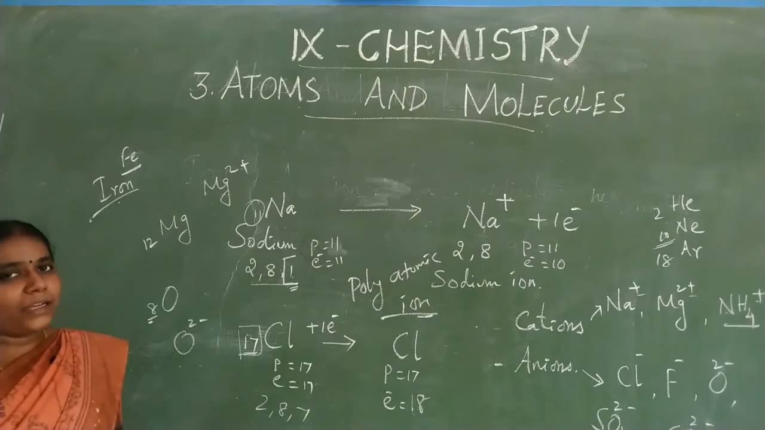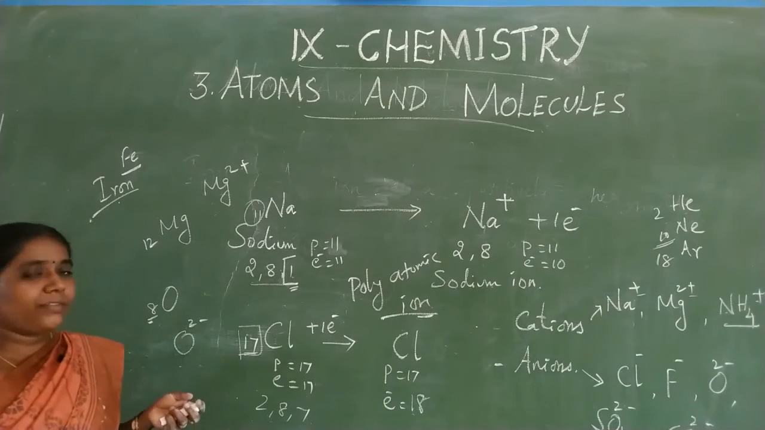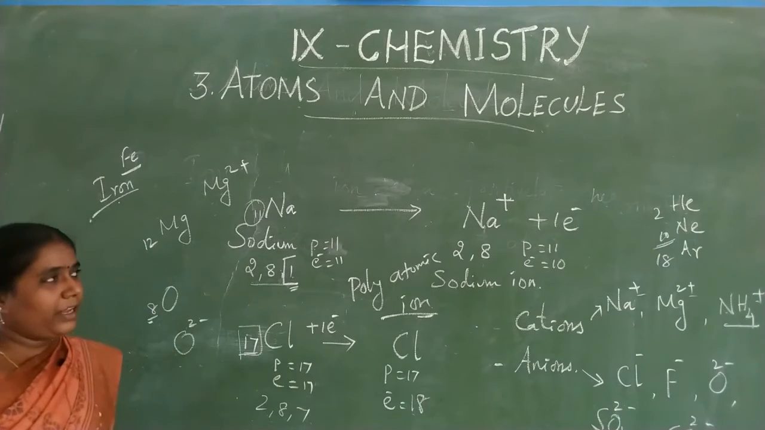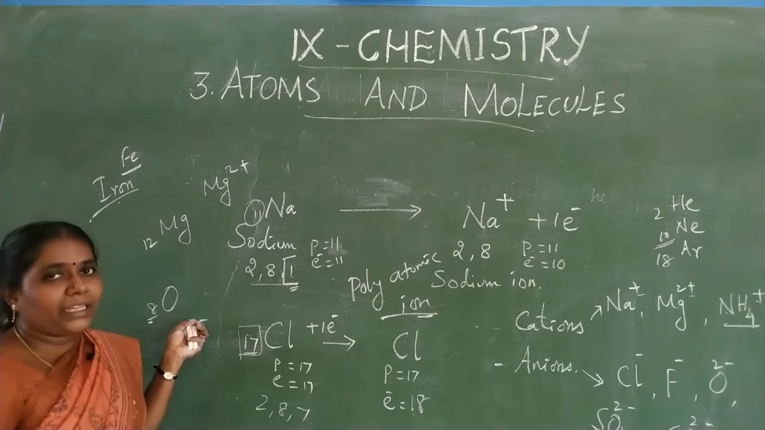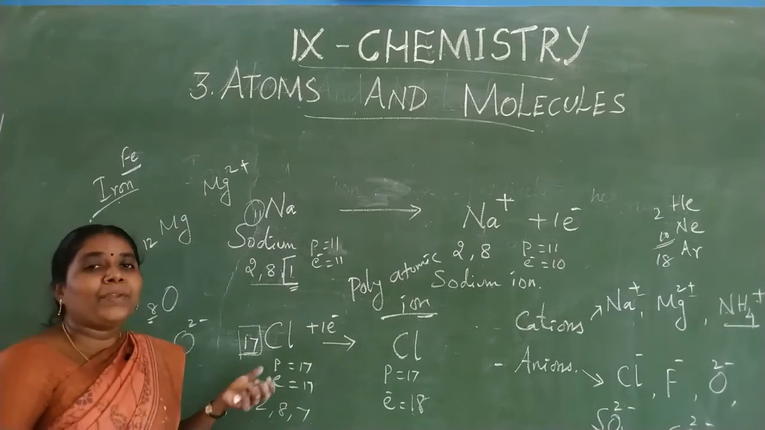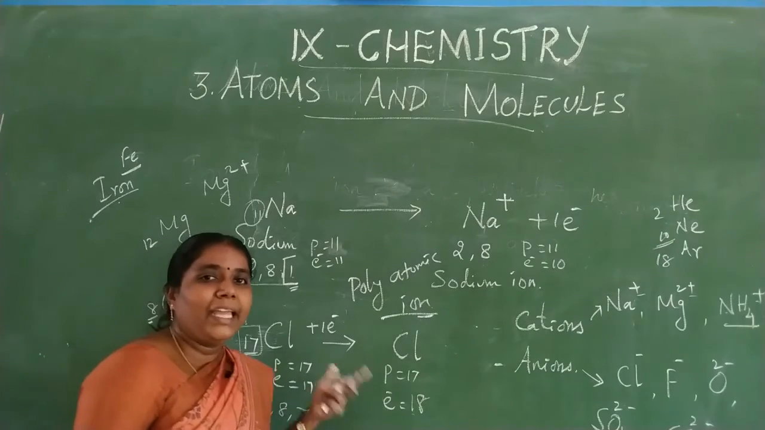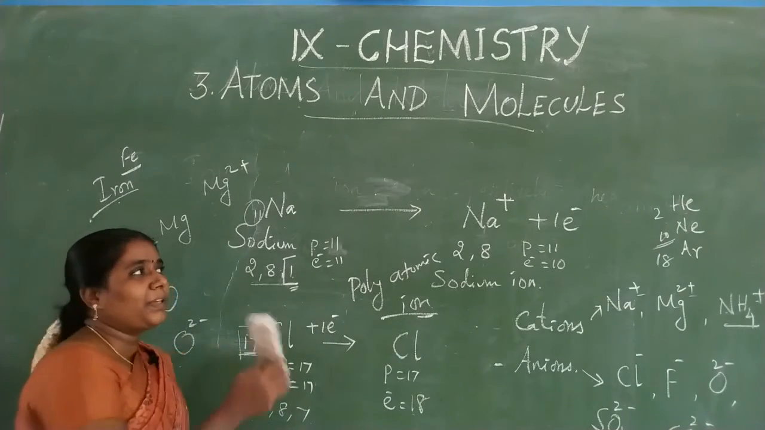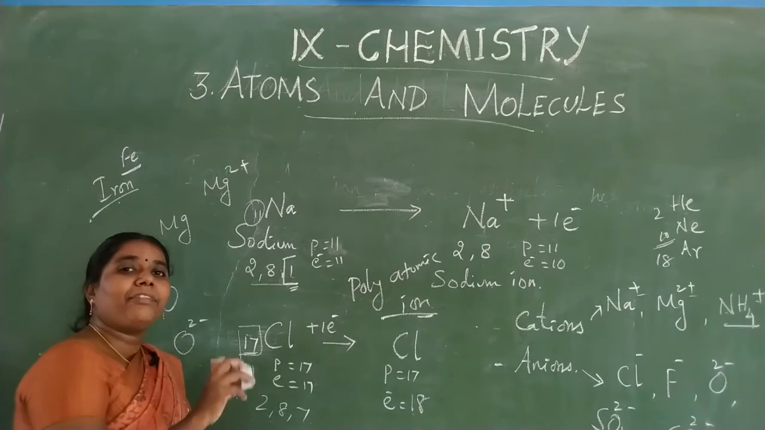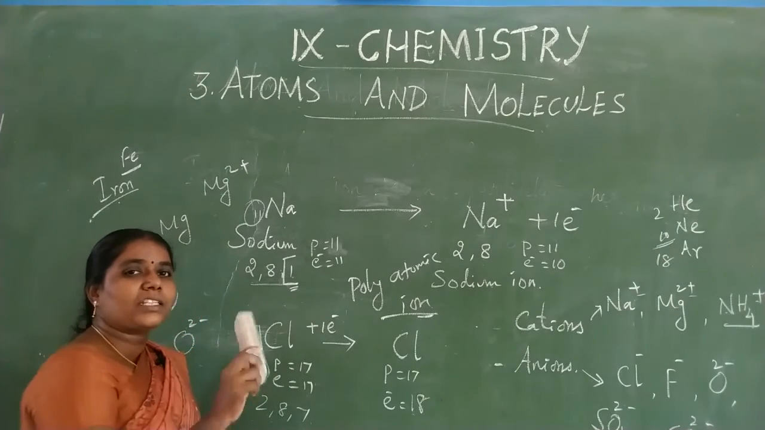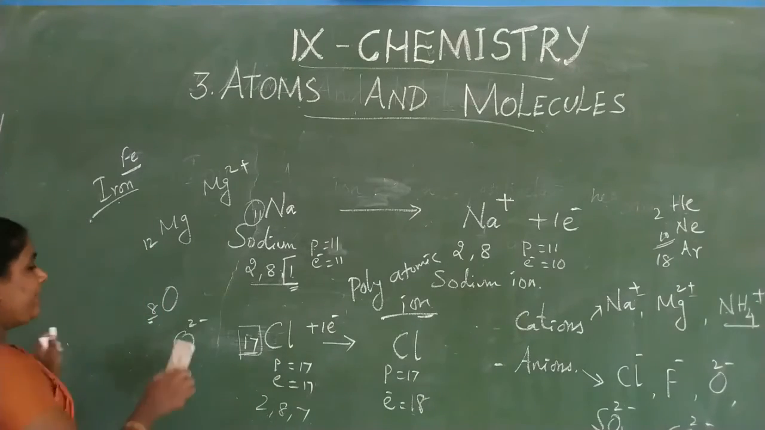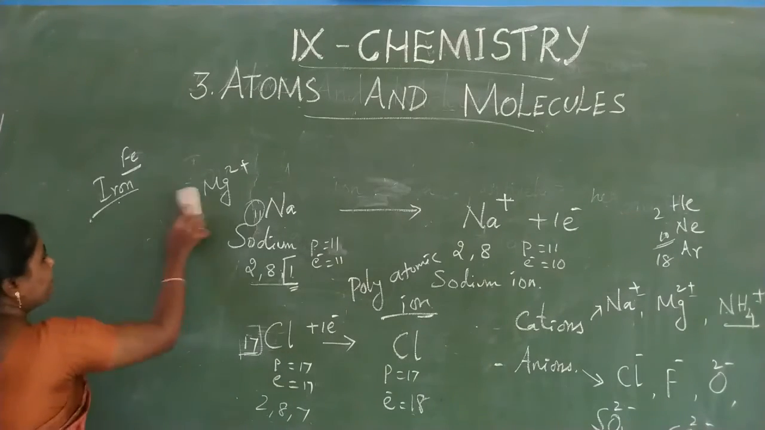So ions are charged particles. Positively charged ions are cations, and negatively charged ions are anions. Cations form with the help of loss of electrons, and anions form with the help of gain of electrons. Keep it in your mind, only during a chemical reaction the exchange of electrons takes place, there is no change in protons. Isn't it? Okay? So listen.